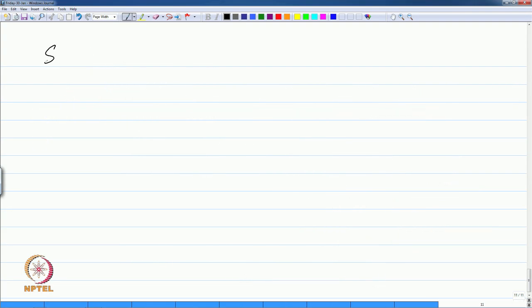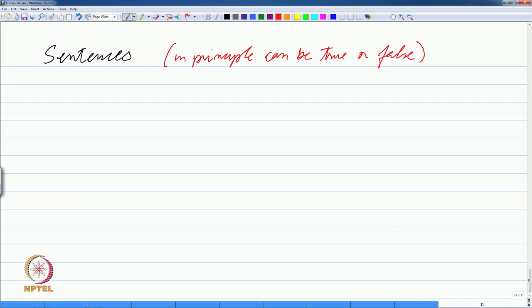Now, let us talk about sentences, which is what we are really interested in. What are sentences? Sentences are those things which in principle can be true or false, which can be mapped to true or false. In the next lecture, we will define the semantics of first order logic, but we first need to define what we mean by a sentence. To do that, we first need to define the notion of a free variable.